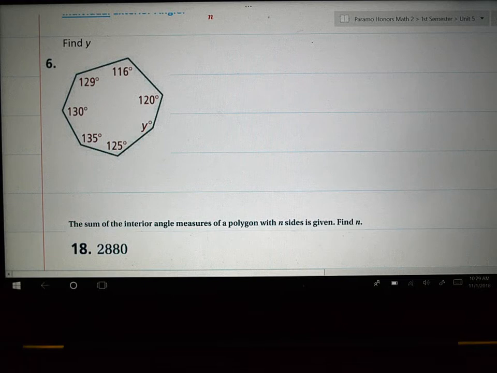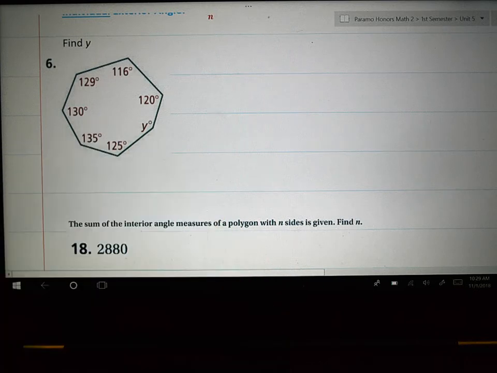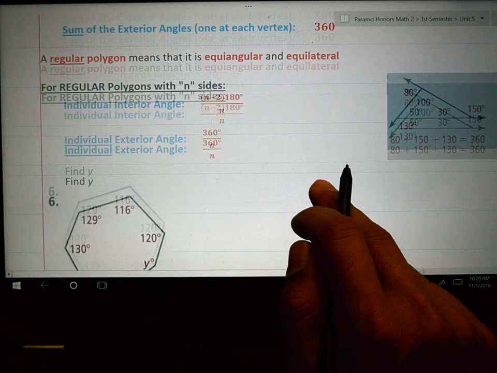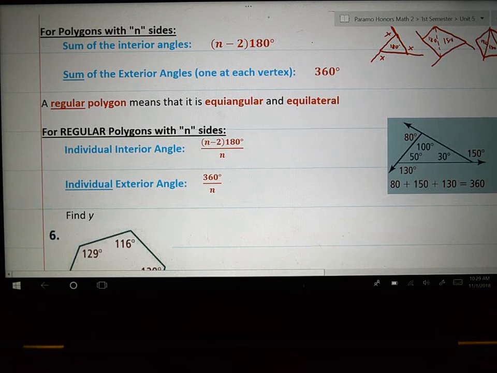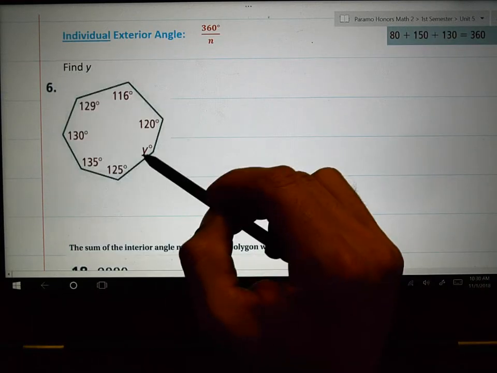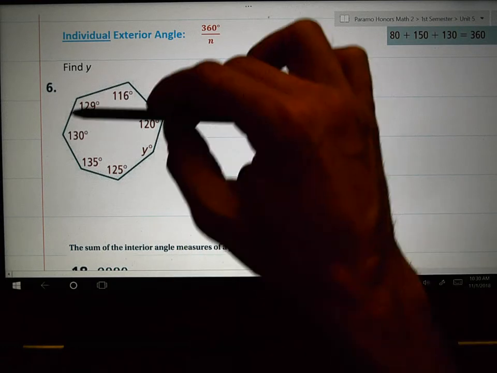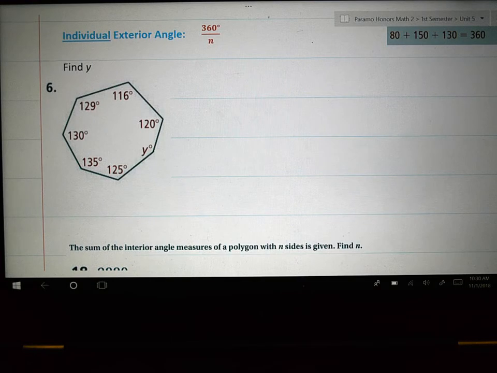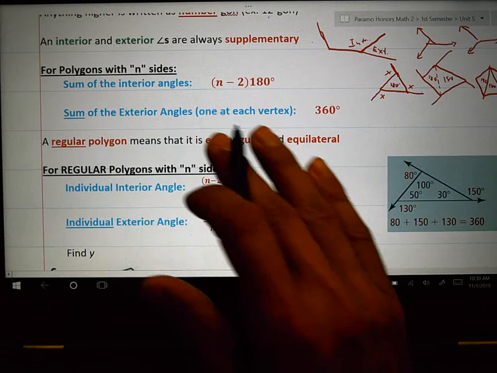My first question, to see if you understand a word I just defined earlier: is this a regular polygon? It is not. Which should automatically mean we're not going to use either of these two formulas for this shape. This says find y. We've got to figure out how many degrees it is. So the first thing is I've got to figure out what all of these add up to be, and I can use one of these formulas to figure that out.